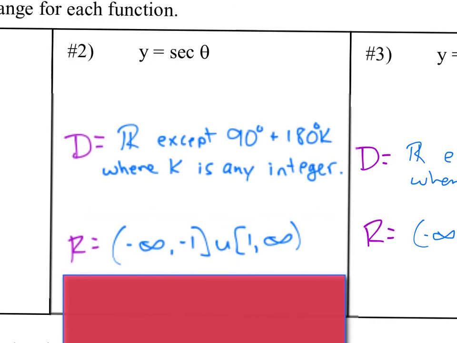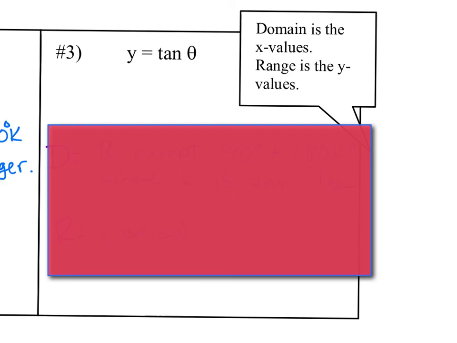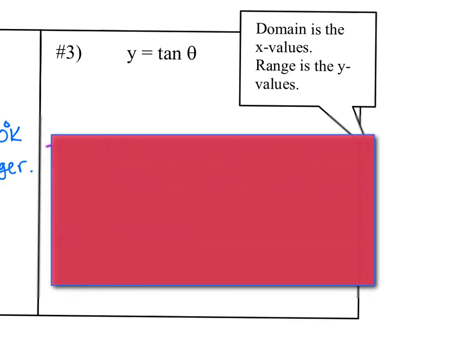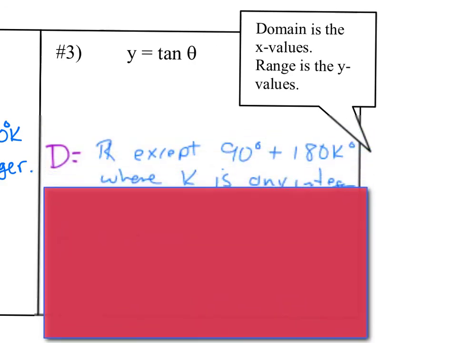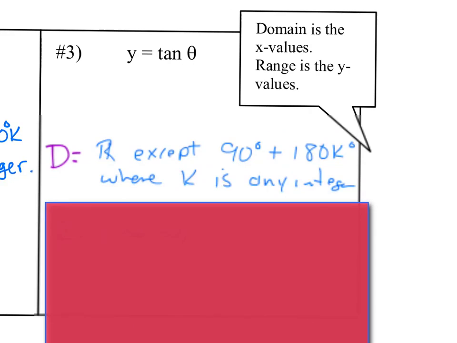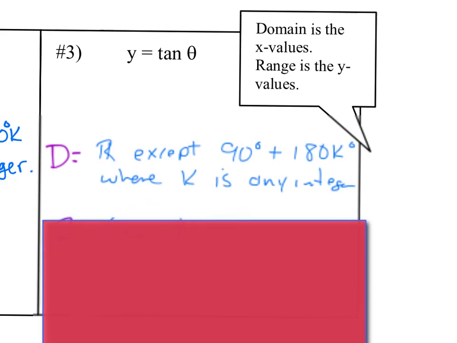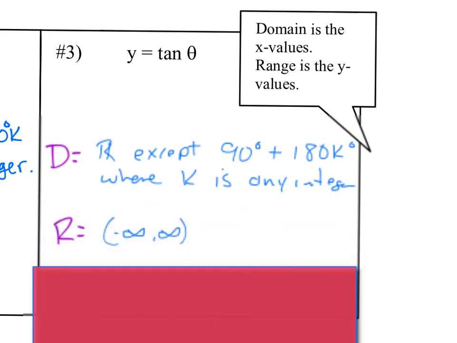Tangent, its domain is everything except for the vertical asymptotes that happen starting at first 90 degrees, and then they're equally spaced every 180 degrees after that. So we say all real numbers except for 90 plus 180k, where k is any integer. The range, tangent goes up and down forever, so it's negative infinity to infinity.